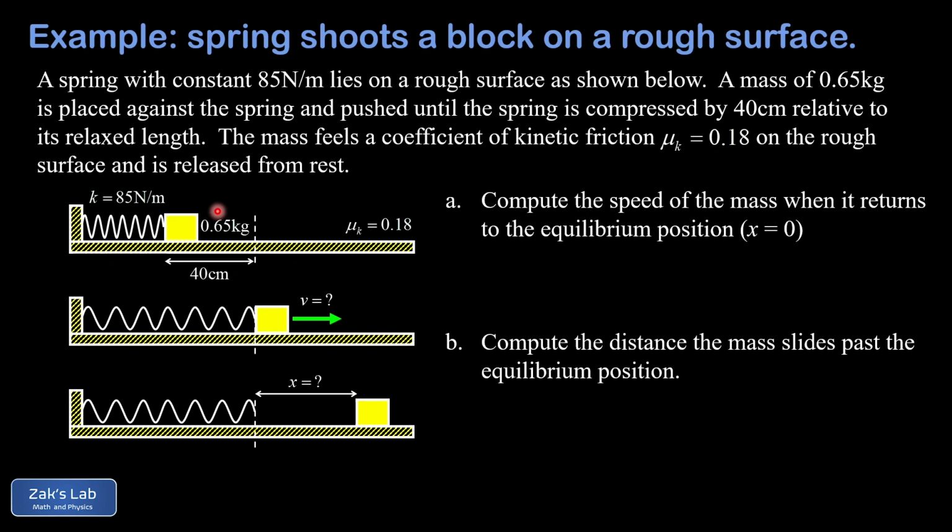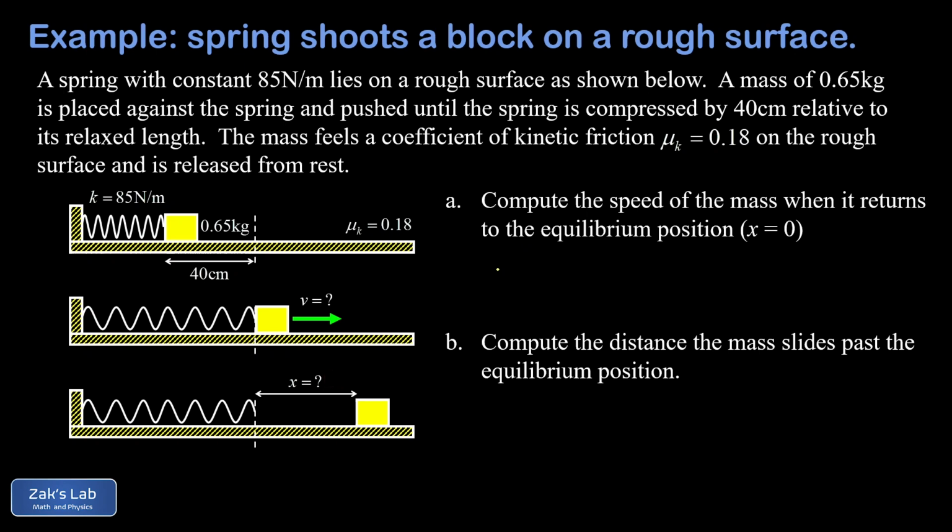And we're going to release the system from rest, but as the block is sliding, it feels a kinetic friction coefficient of 0.18. Now in the first part of the problem, we're going to find the speed of this block when it comes back through the equilibrium position, and then we're going to find out the total sliding distance after the block passes through that equilibrium point.